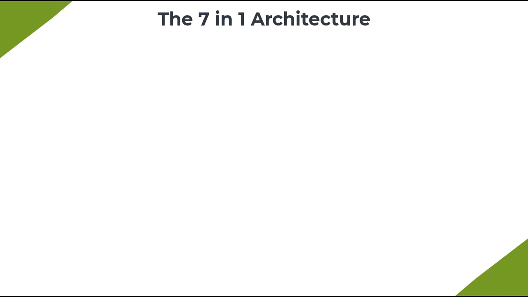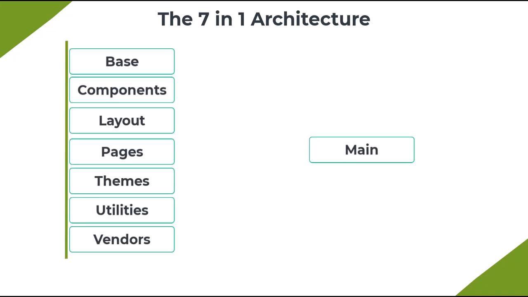The 7-1 pattern, as the number 7 implies, consists of 7 folders and one main file, as shown in the slide. These 7 folders conventionally are the base, components, layout, pages, themes, utilities, vendors, and the main file, which represents the 1 in the 7-in-1 pattern.